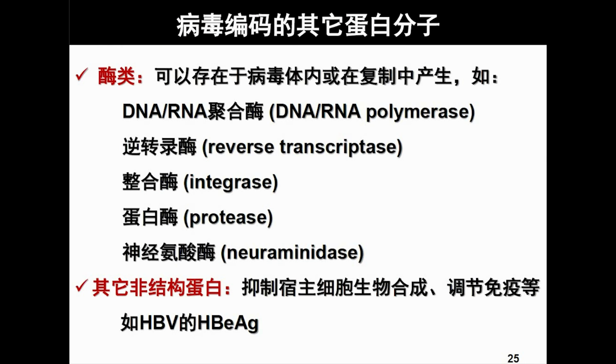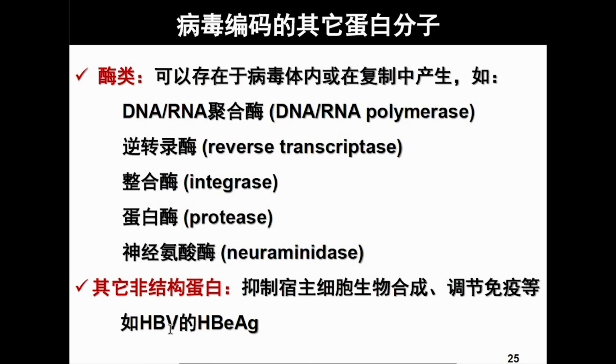Let's talk about the different types of protein present. They are divided into enzymes and non-structural proteins. What are the enzymes present? They are produced inside the body of the viruses. These enzymes are DNA polymerase, reverse transcriptase, protease, and neuraminidase. Non-structural proteins are those that, for example, help in inhibition of biosynthesis or regulate immunity.